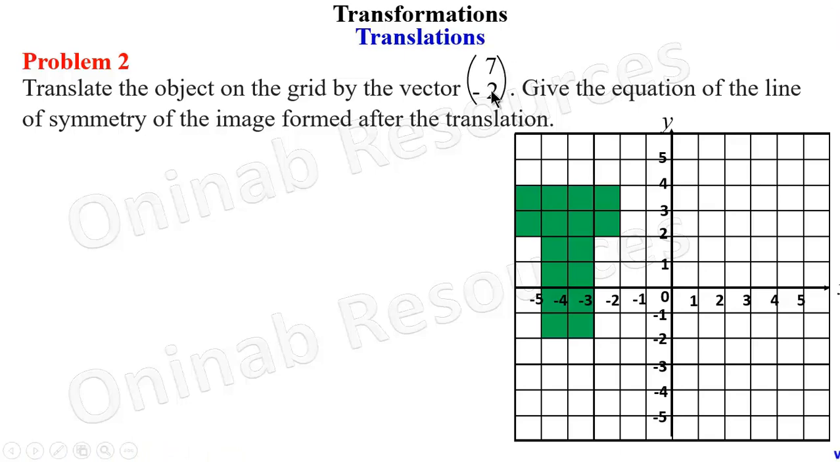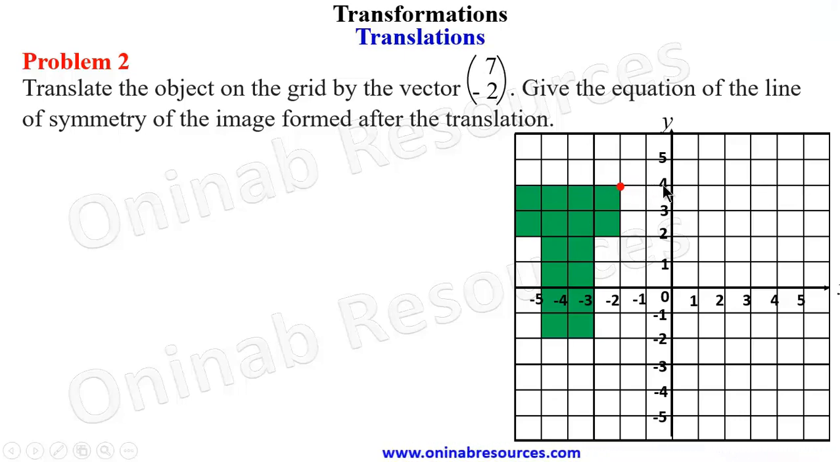Negative means downward if it is vertical movement. We pick one of the vertices again and move. Then we get the other points to form our image. So we are picking this vertex. So we move 7 units to the right since it is positive.